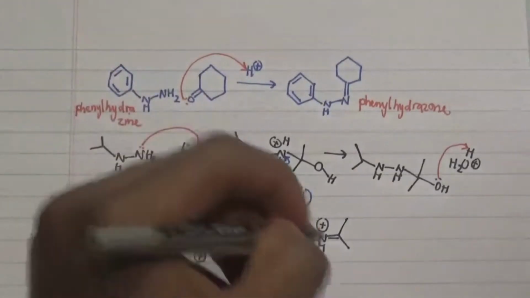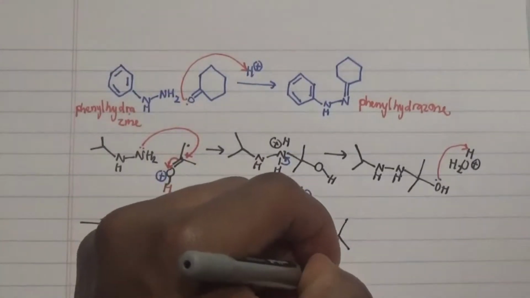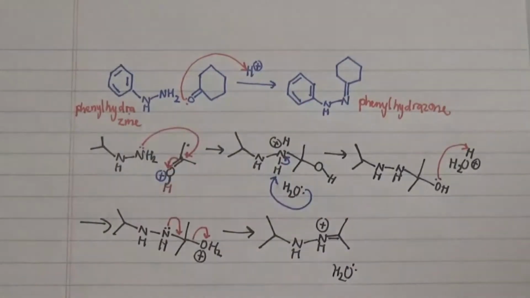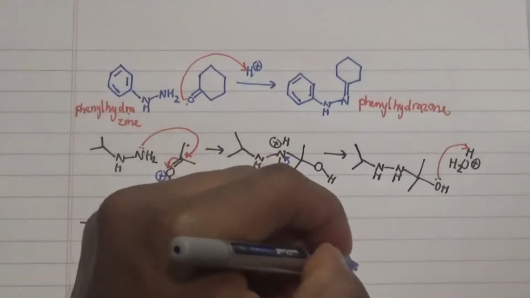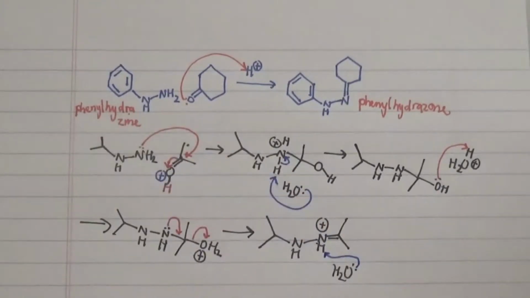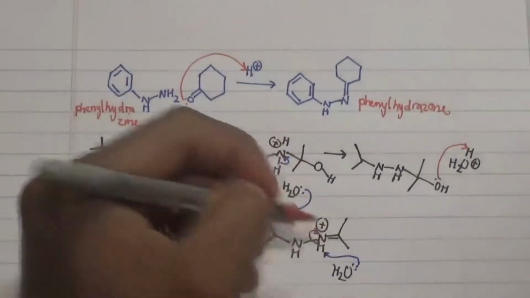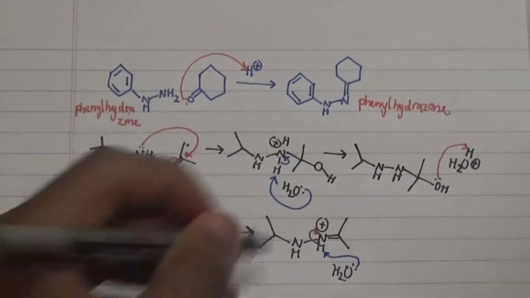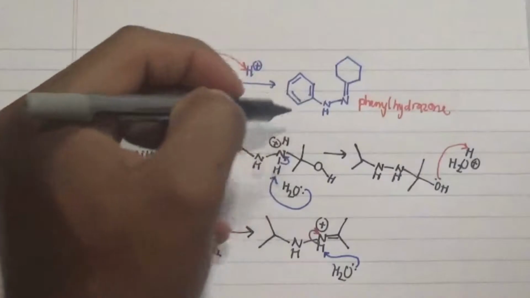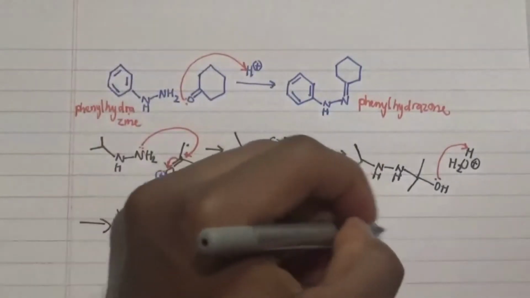Don't forget that since water is being removed here, it comes back and deprotonates this particular species here, and what we have is the reformation of our double bond, which is then of our lone pair on this nitrogen, and that results in the formation of this particular species, which is an imine over here.